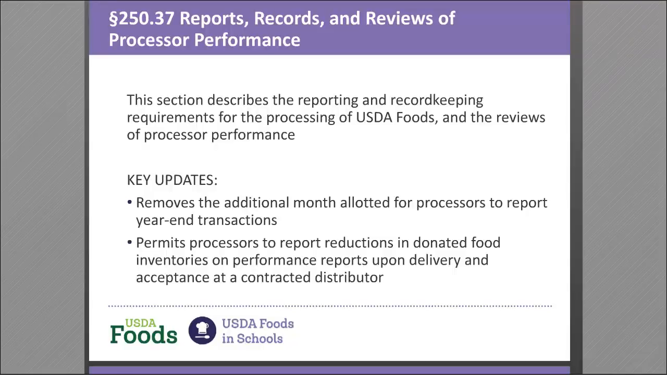In 250.37B, we permit processors to report reductions in donated food inventories on performance reports upon delivery and acceptance of the end product by a distributor acting as an authorized agent of a distributing or recipient agency.